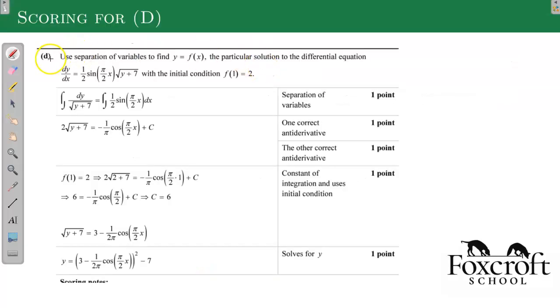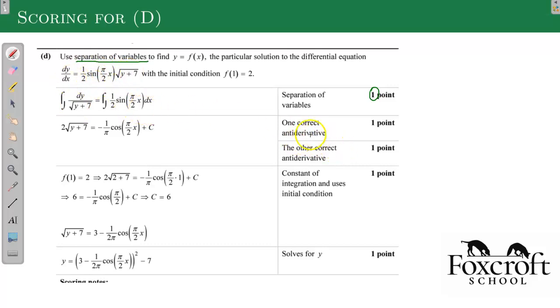And then part D, see they say use separation of variables. So they're kind of telling you how you should solve it to find the particular solution. So using the separation of variables, even though they tell you how to do it, is 1 point: get the y's on one side and the x's on the other.